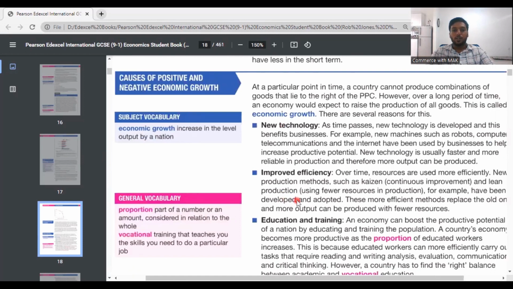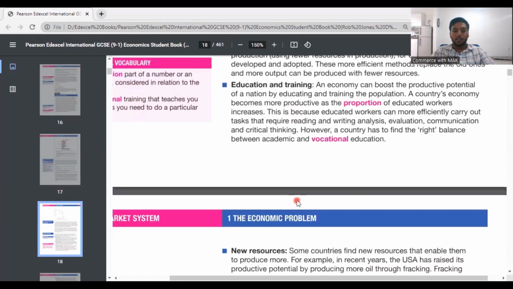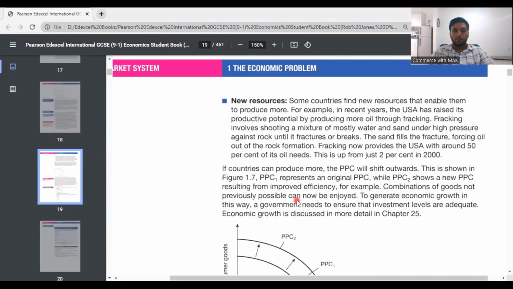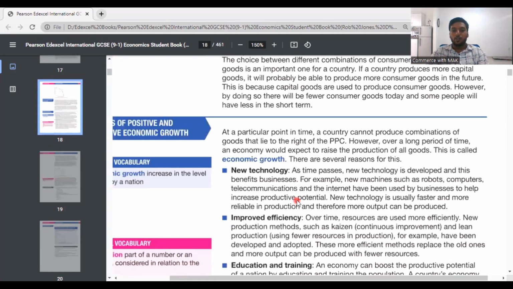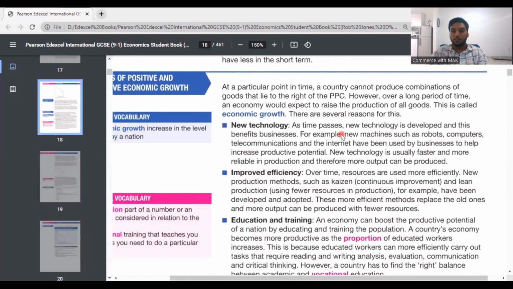Now, the causes of positive and negative economic growth. This is what I explained to you: shift to the right and shift to the left. So they have given it here. Let's move on to the last particular part of this chapter. At a particular point in time, a country cannot produce combinations of goods that lie to the right of the PPC. However, over a long period of time, an economy would expect to raise the production of all goods. This is called economic growth. There are several reasons for this.